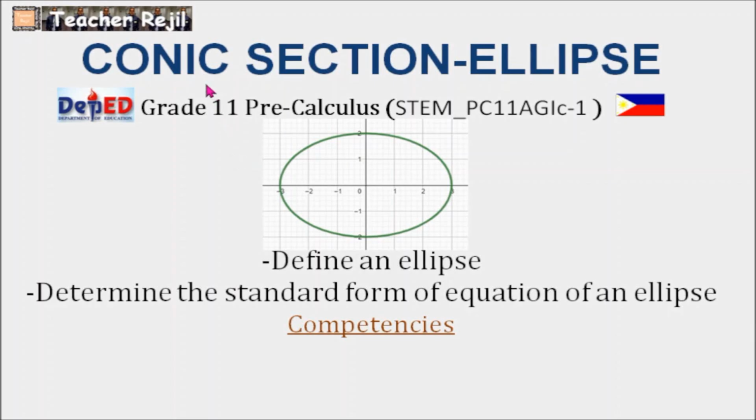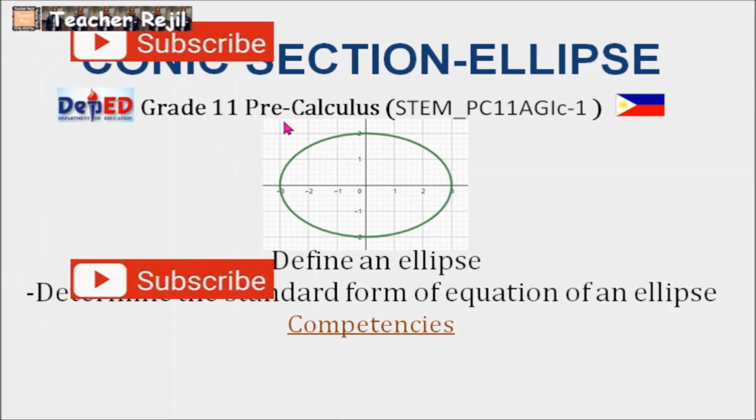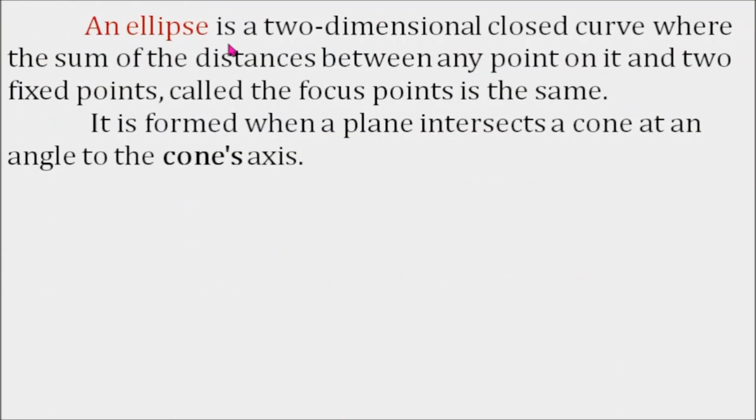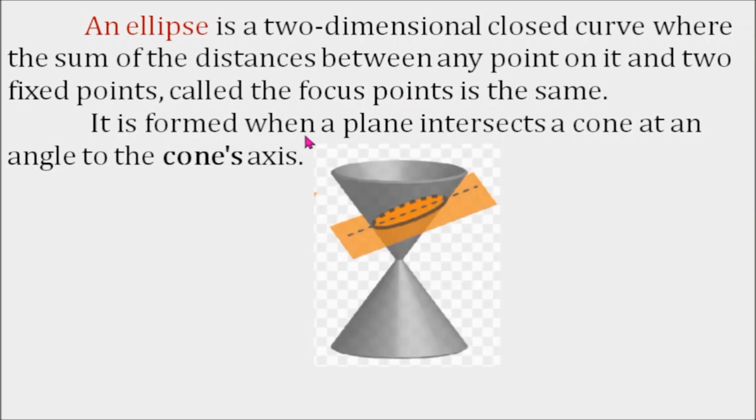This video is about conic section ellipse. It is a grade 11 pre-calculus lesson. Ellipse is a two-dimensional closed curve where the sum of the distances between any point on it and two fixed points, called the focus points, is the same. It is formed when a plane intersects a cone at an angle to the cone's axis.